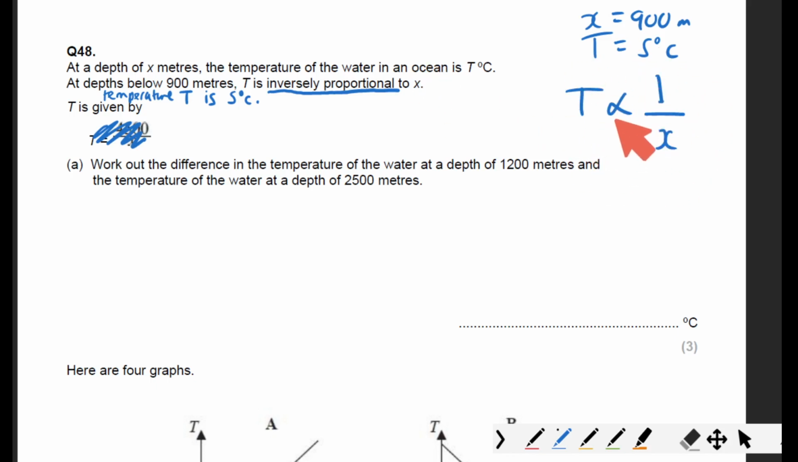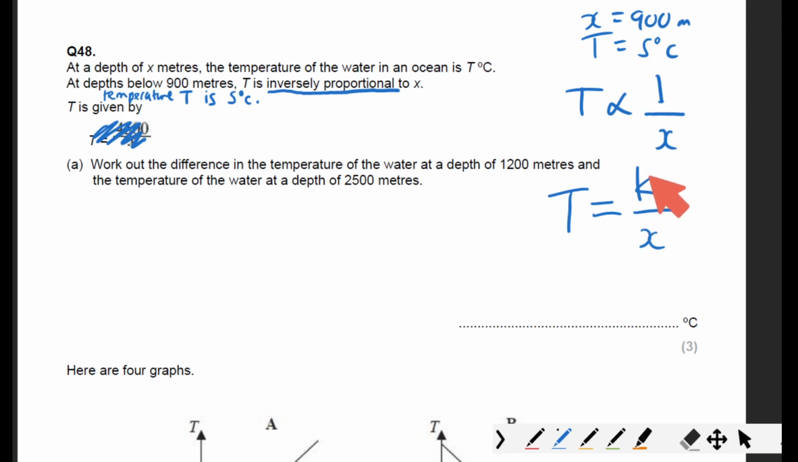Now, we're going to bring the k in, okay? So if I do this now, T is equal, I'm not going to be using that symbol, so I use the equal symbol, introduce the k as a constant of proportionality over x. Right, what do we know? We need to find the value of k. We need to find the value of k because that's part of the formula.